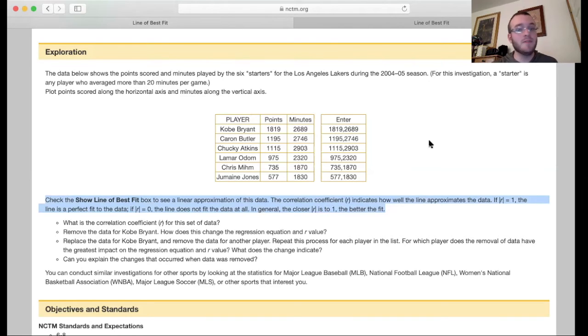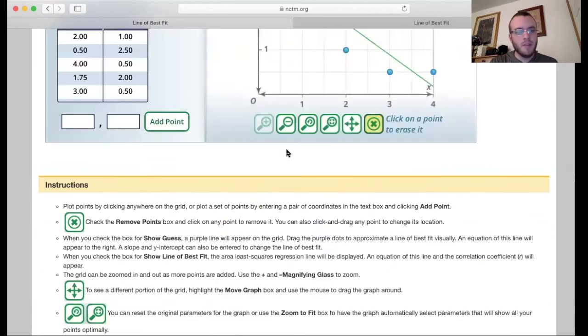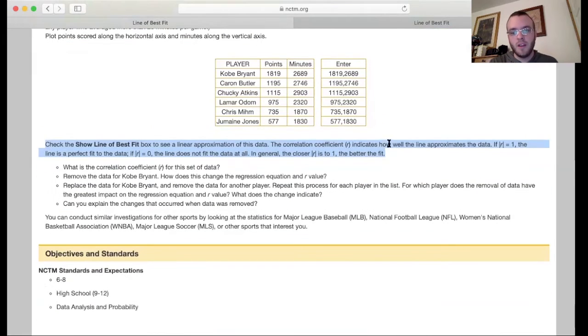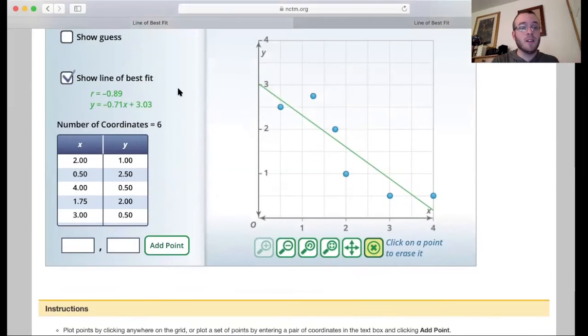So the line of best fit, again, approximates the data with a linear equation. Here we go. The correlation coefficient, R, so this guy up here, R, is called a correlation coefficient, and it indicates how well the line approximates the data. If the absolute value of R, so R can be positive or negative, and in our case it's actually negative because we have a negative correlation.